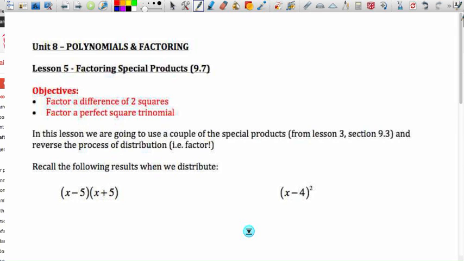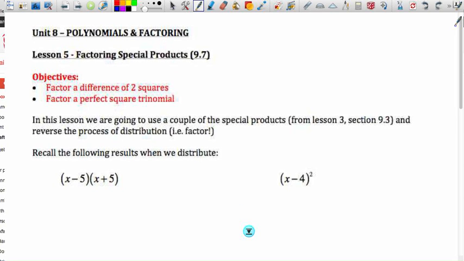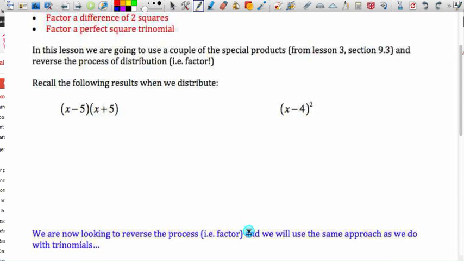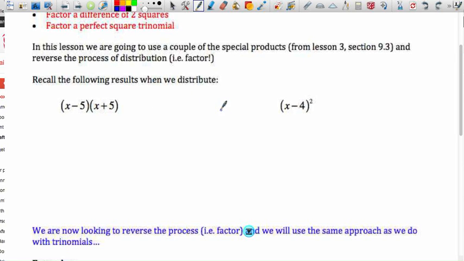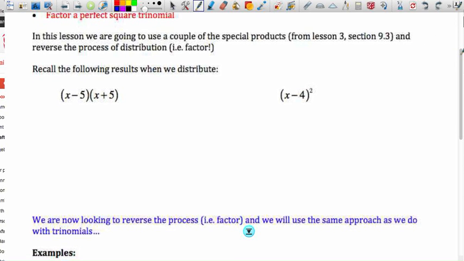Okay, so what we're going to be focusing on in this lesson is factoring the final two types of problems that we've not yet done, and these are linked to some special products that we found in section 9.3. There's a couple of examples of them below here. What I'm going to do is quickly take you through the distribution of these, and that way we'll be able to identify the pattern in the distribution, and this in turn will give us some insights into what procedure we need to use for factoring, because of course distribution and factoring are reverse processes.